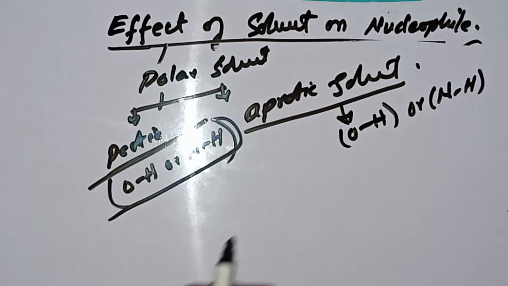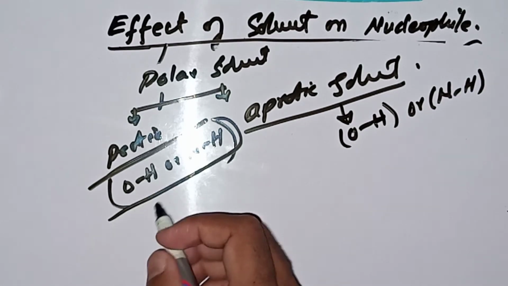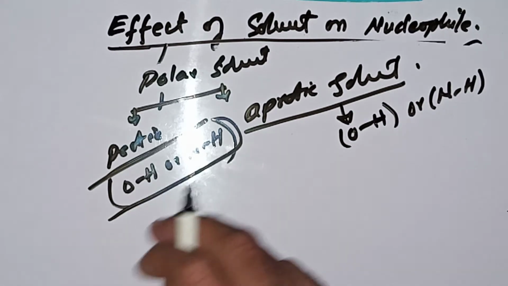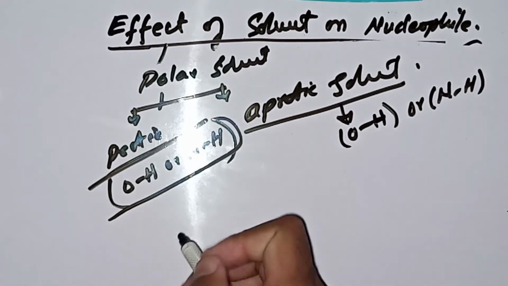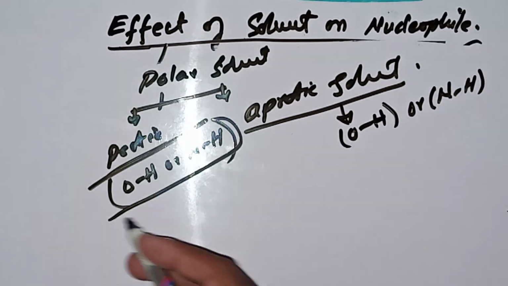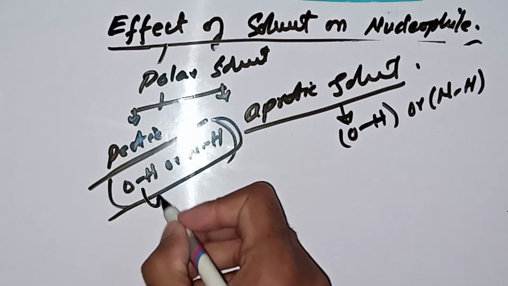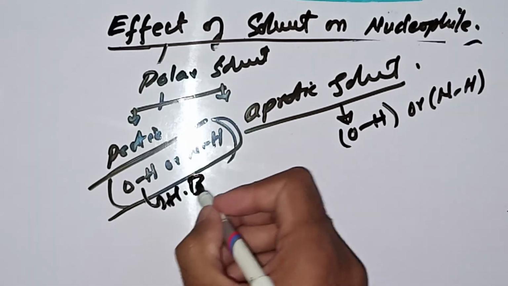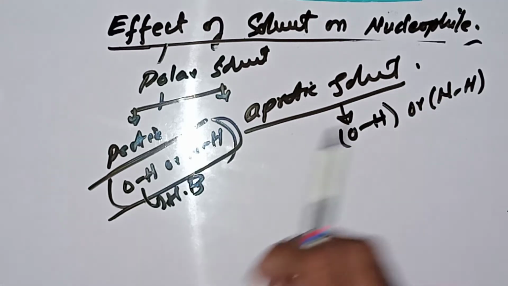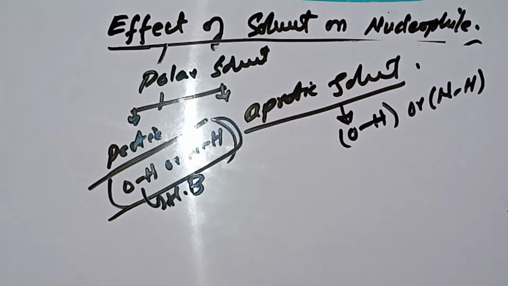So the solvation power of a protic solvent will be more as compared to an aprotic solvent, because of the capacity for hydrogen bonding. Hydrogen bonding formation will occur in protic solvents, while aprotic solvents cannot form hydrogen bonds, so hydrogen bonds cannot be produced.